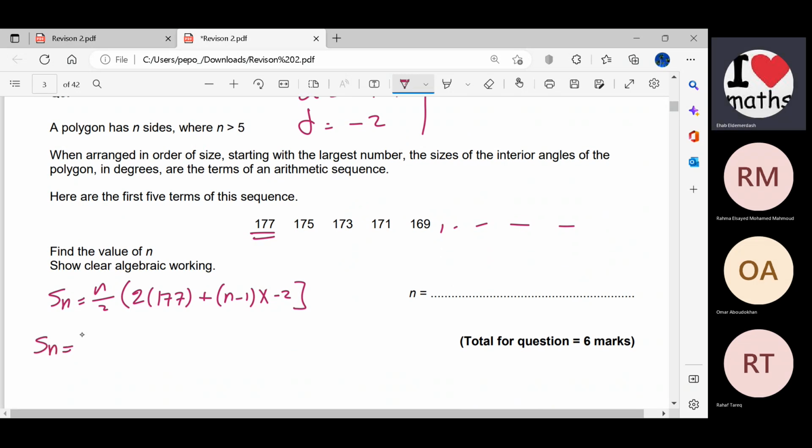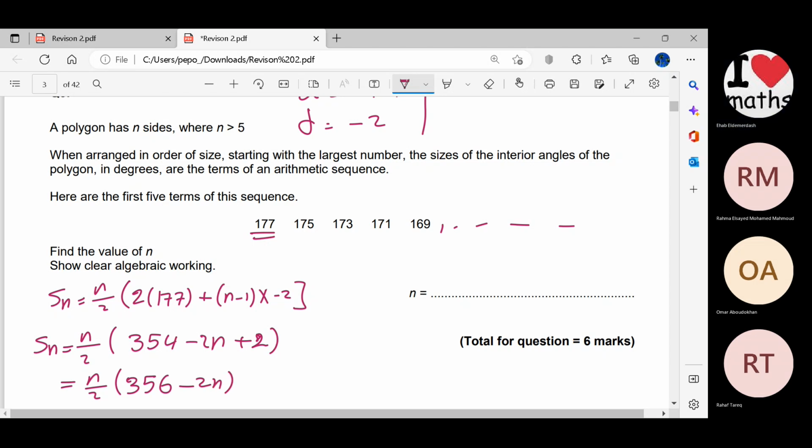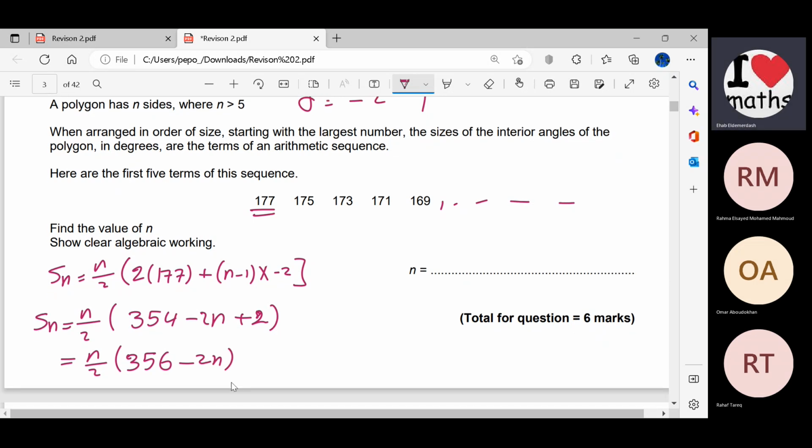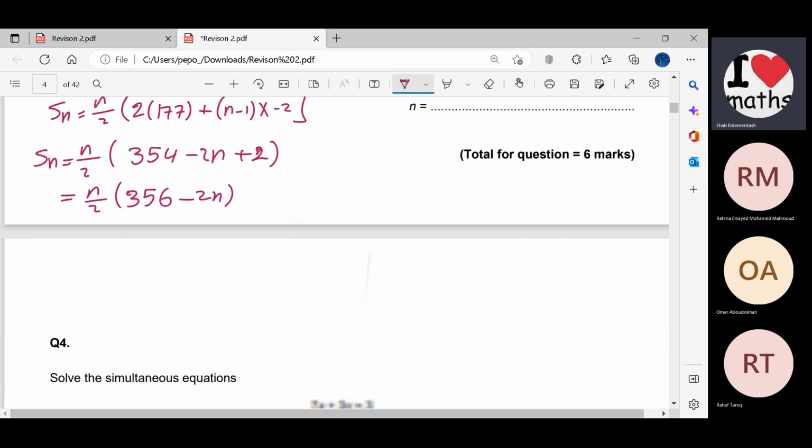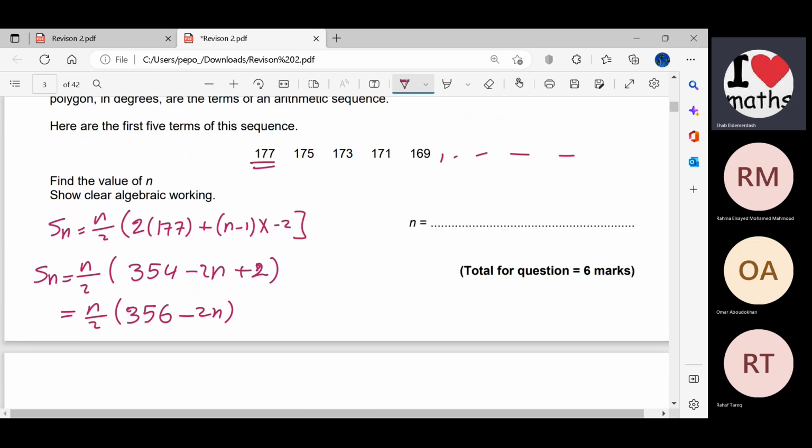Let's try to simplify this in terms of n. So it's n over 2 into bracket 2 times 177. On the calculator I think it will be 354, minus 2n, plus 2. Then let me continue. It's n over 2 into 356 minus 2n. This was the sum of the n terms. Are you with me? There is no other place.